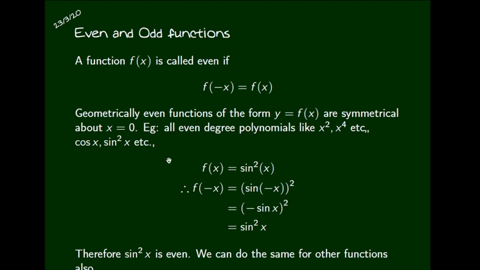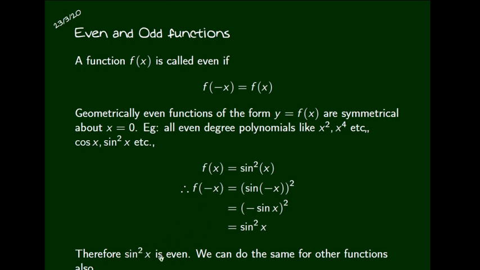For example, I will show sin square x is even. Sin square x is an even function. The procedure is to start with f of x equal to sin square x. Then I replace x by minus x. So on the left side f of minus x, on the right side sine of minus x the whole square, because sin square x is sin x into sin x, that is sin x the whole square. I write it that way, then put minus x. Then sine of minus theta is minus sin theta, so minus sin x the whole square. Minus sin x the whole square means minus sin x into minus sin x, that is sin square x. So f of minus x is f of x itself, so it is an even function.